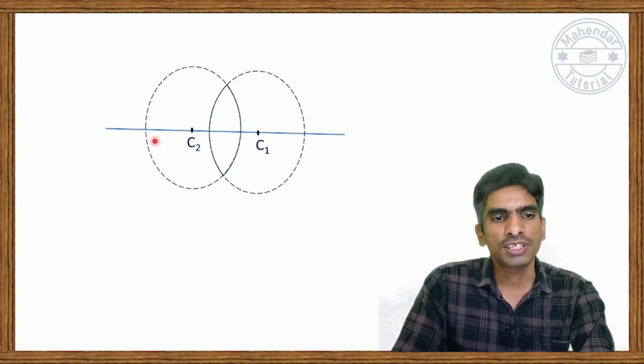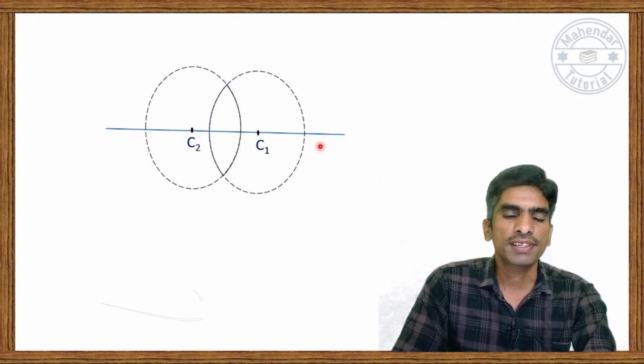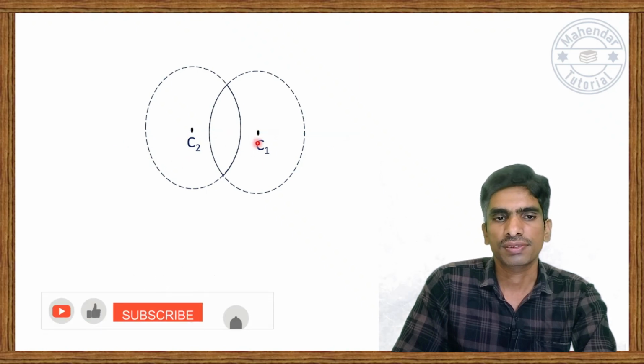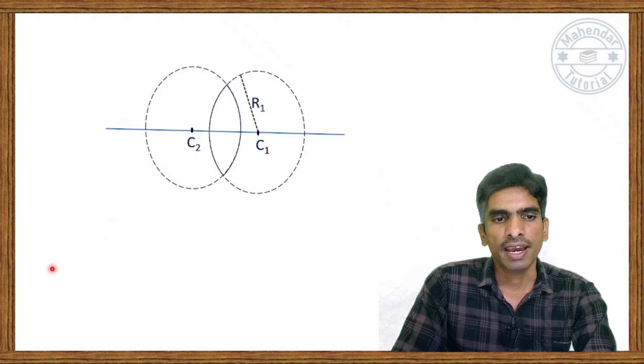The line which is passing through the centers of curvature is known as principal axis. This is the principal axis. This line is passing through C1 and C2.